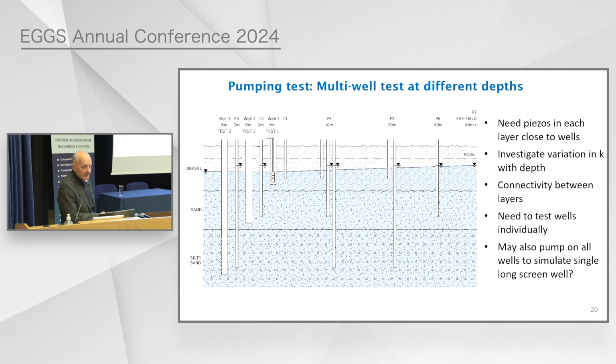We can look at the connectivity between the layers. You need to test the wells individually. When you try and analyze these kinds of problems, one of the things you find is that there may not be a unique solution. So unless you can actually nail down one of the permeabilities, it's hard to nail down the rest. And if the wells are close together, you can also pump on them all together and simulate essentially a single well test.